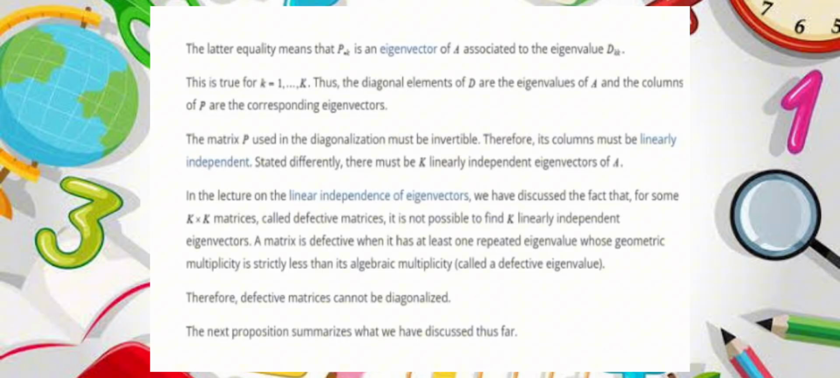In the lecture on the linear independence of eigenvectors, we discussed the fact that for some K by K matrices, called defective matrices, it is not possible to find K linearly independent eigenvectors. A matrix is defective when it has at least one repeated eigenvalue whose geometric multiplicity is strictly less than its algebraic multiplicity, called a defective eigenvalue. Therefore, a defective matrix cannot be diagonalized. The next proposition summarizes what we have discussed thus far.